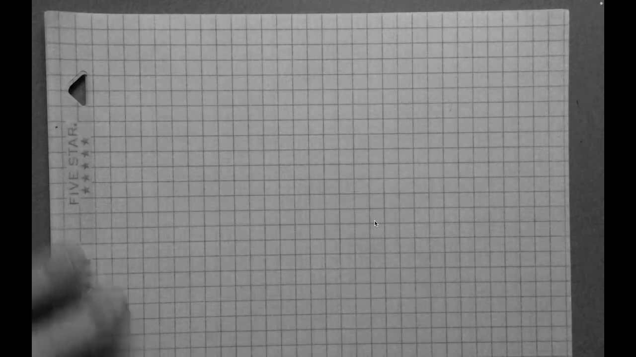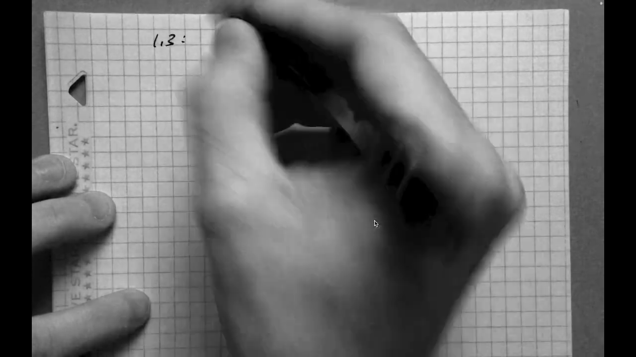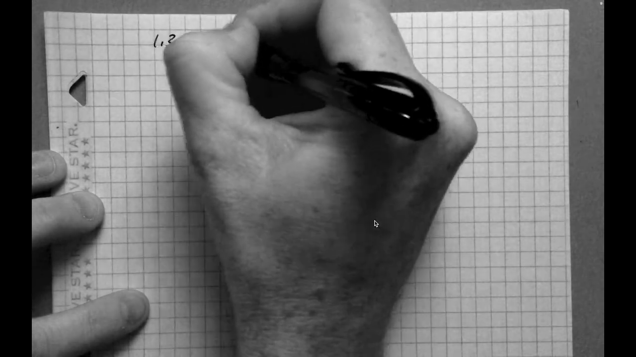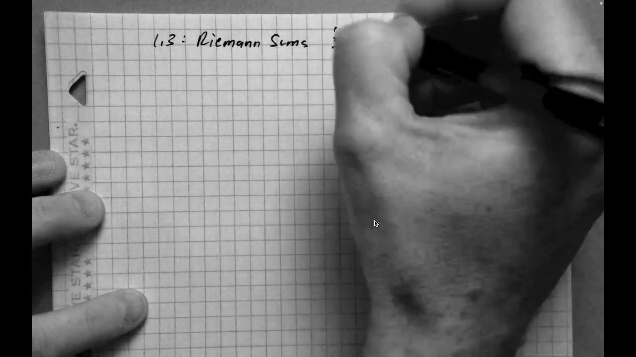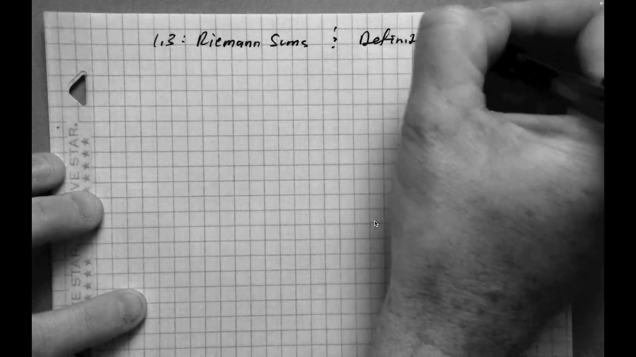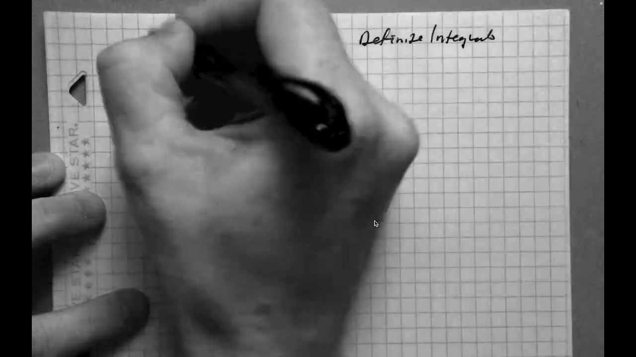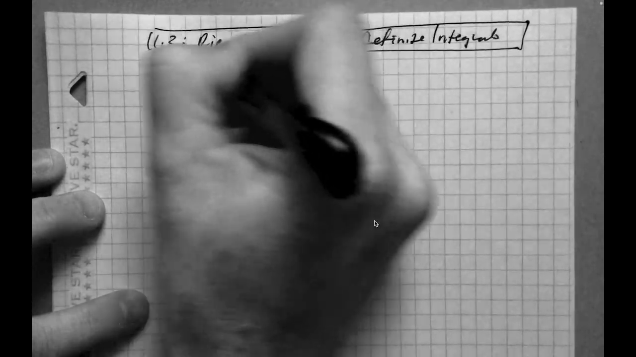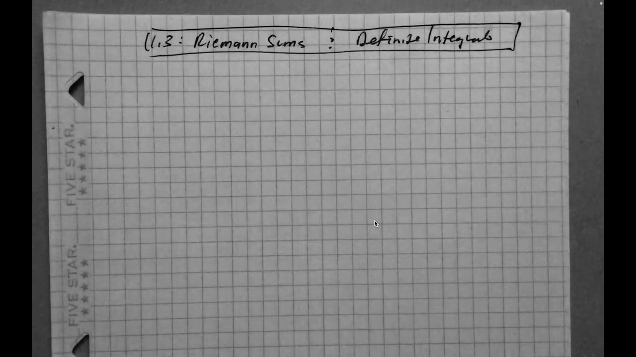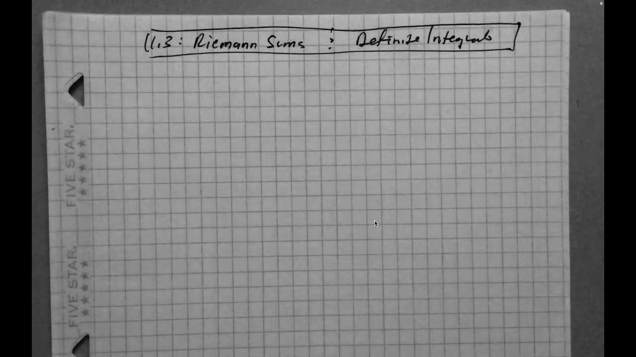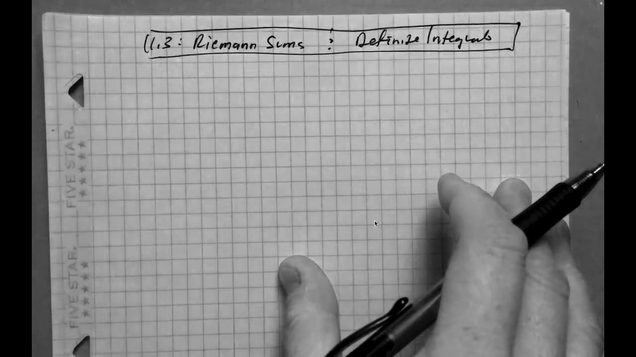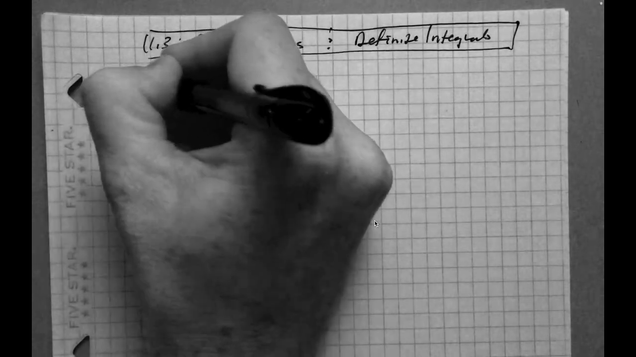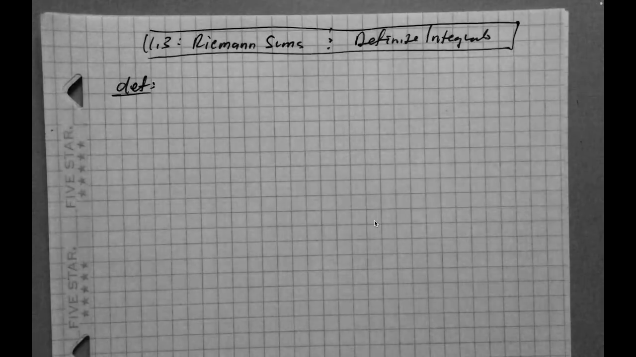So let's start by calling this section 1.3, Riemann sums and definite integrals. Okay, so we'll start with a definition of what we mean by a Riemann sum. Now, of course, this name Riemann, that's the mathematician Bernard Riemann, very famous mathematician. So the definition for a Riemann sum.